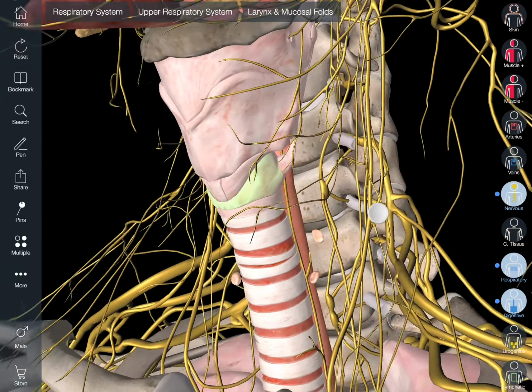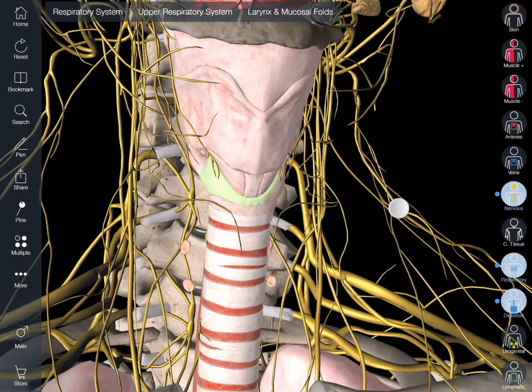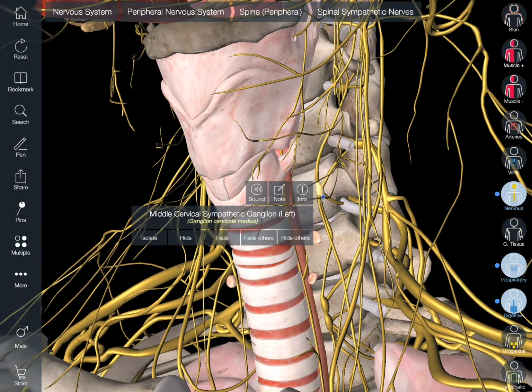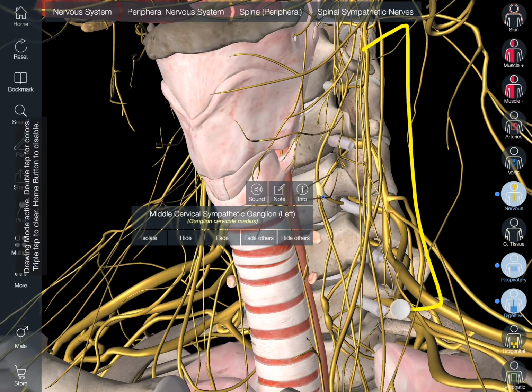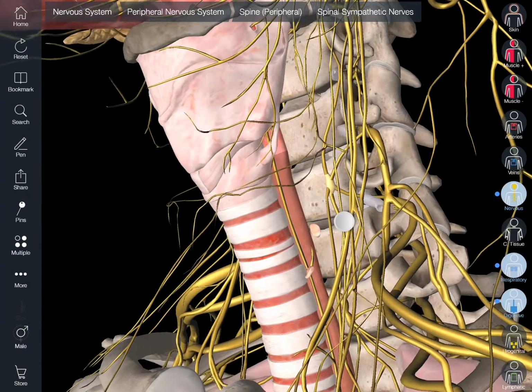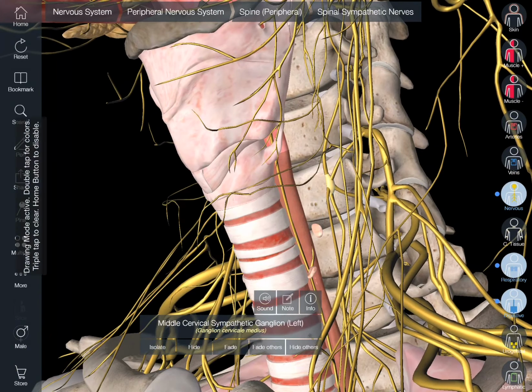Now let's actually get the nervous system for this. So here, okay, here it is. This is the middle cervical sympathetic ganglion. Of course, we know that this is the cervix, and this is the middle of the cervix, so that's why this is the middle cervical sympathetic ganglion. So, as you can see here clearly, the cricoid cartilage is at the level of the middle cervical sympathetic ganglion.